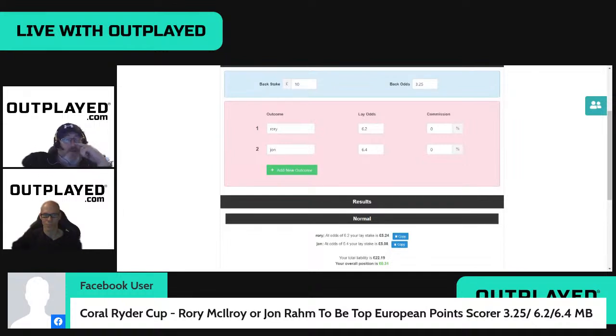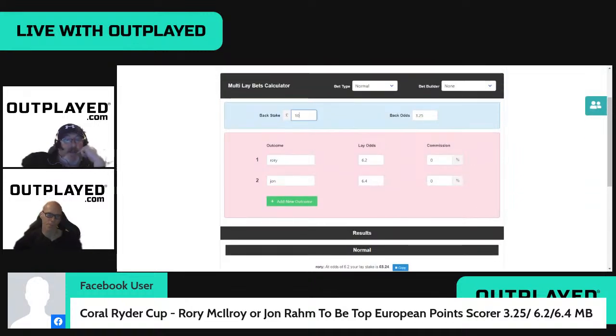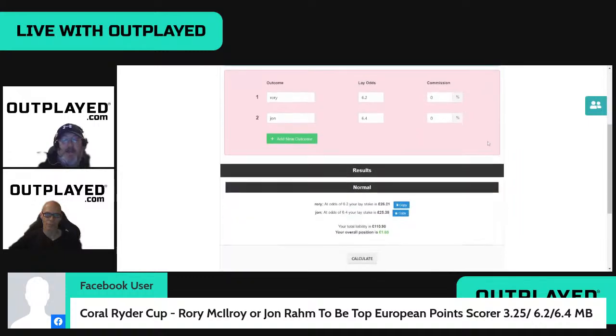I'm not sure if there is a maximum with Coral. There may be, but I wouldn't be 100% positive with regards to that. So you may be able to get more than the £10 on. If you can get £50 on it, absolutely great. You'd be locking in a profit of £1.60 from that side of things.